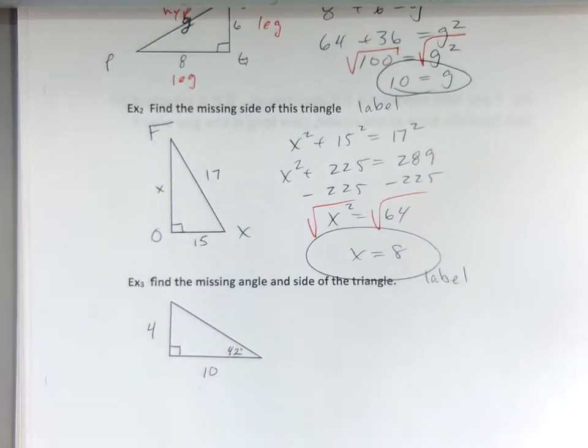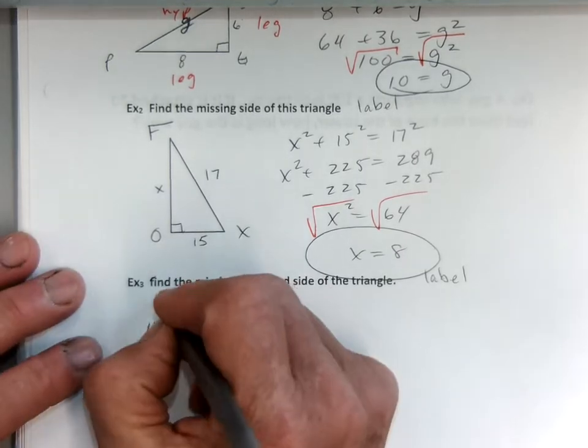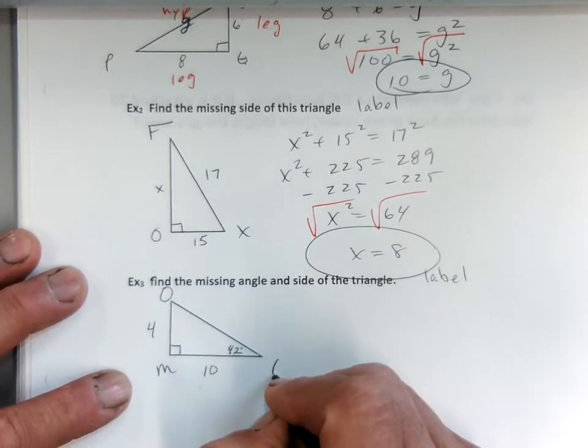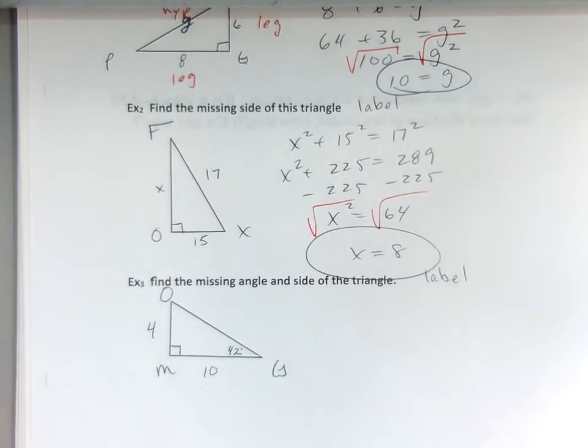Maddie, give me a name. I need a name for this triangle. What do you want to call it? OMG. OMG. You guys are great. I love it. Clever. Okay.